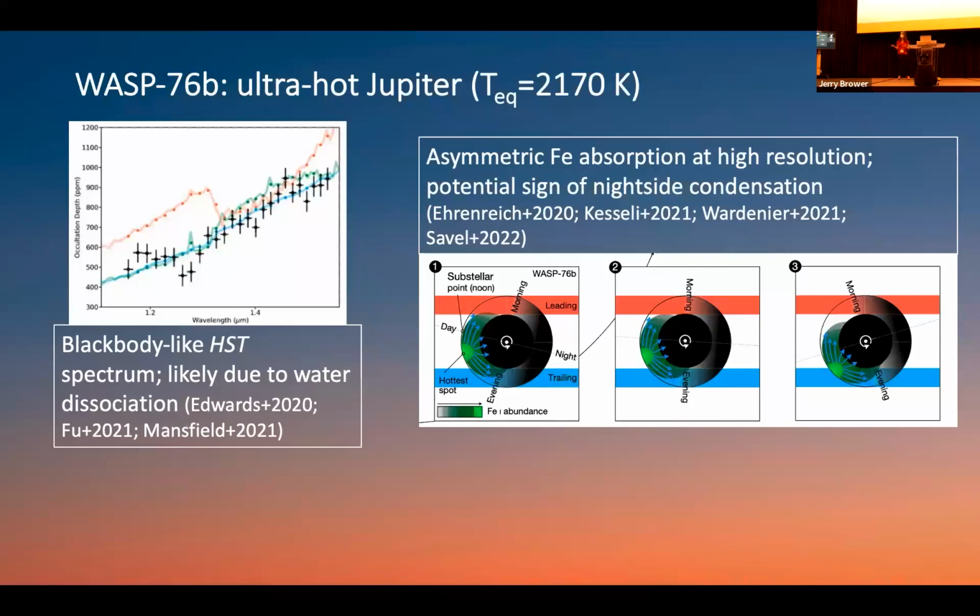It's also been observed at high resolution before, and one really interesting result was that it was observed to have an asymmetric signature of iron absorption in its atmosphere.